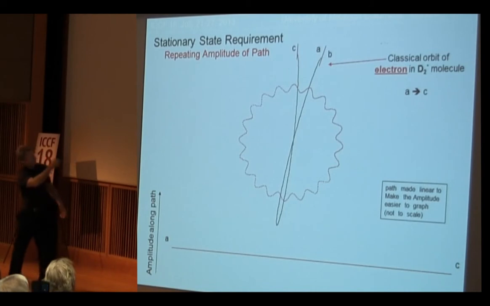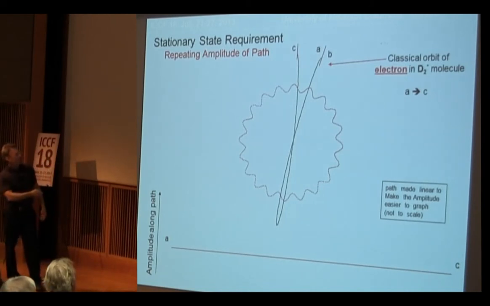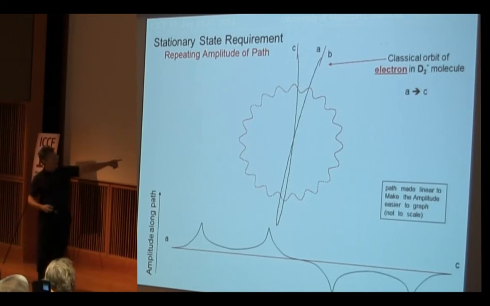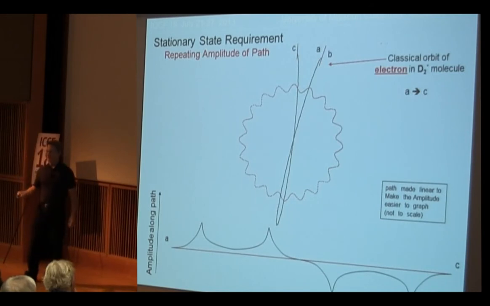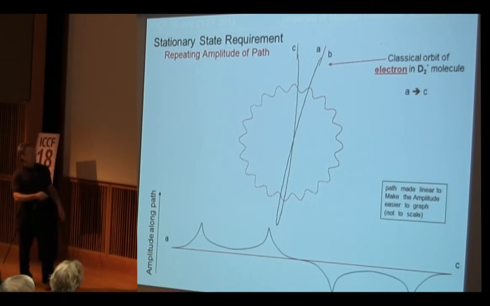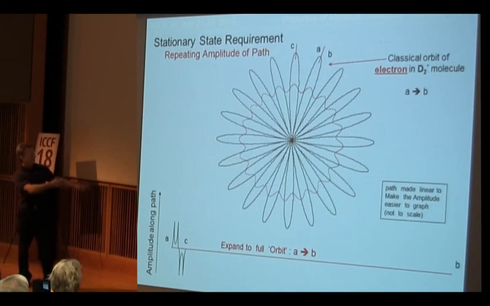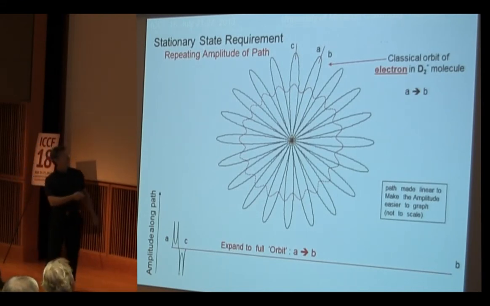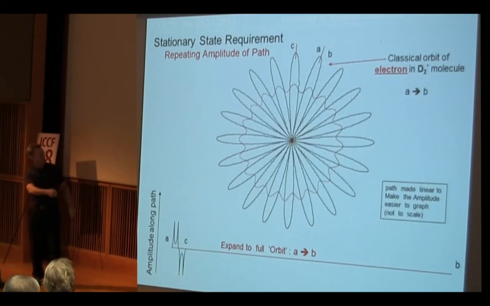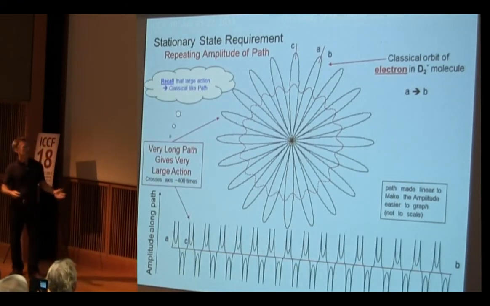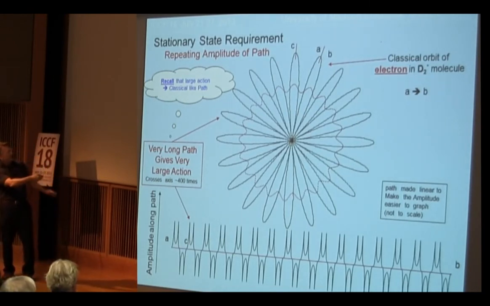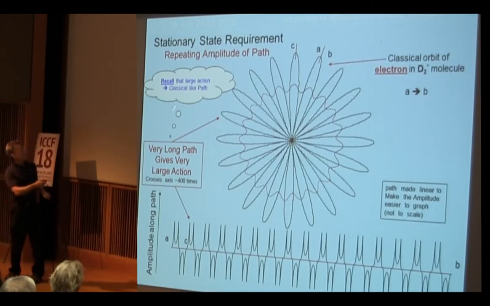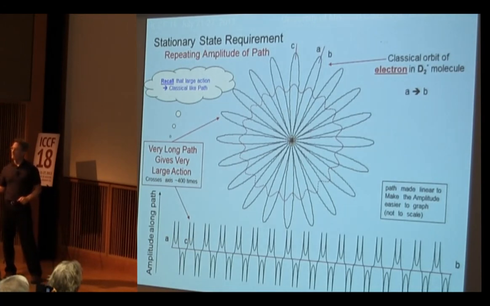But that's not what we have. We've got the electron behaving like this, and if you look at the amplitude, it's going to look something like that. You've got peaks where it goes through the deuterons, right? It's got a high momentum there. And if you want to do the whole orbit, of course, you're going to have to stretch things out and expand this all the way from A to B, and if you put it in there, it's going to look something like that. And a very long path gives you very large action. In reality, it crosses the axis about 400 times. And we call it the large action gives classical-like path.